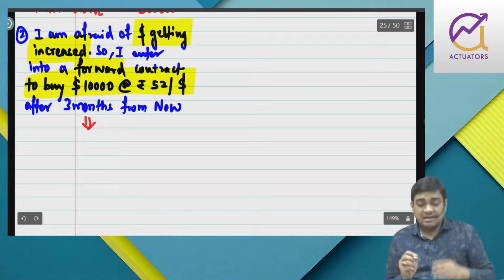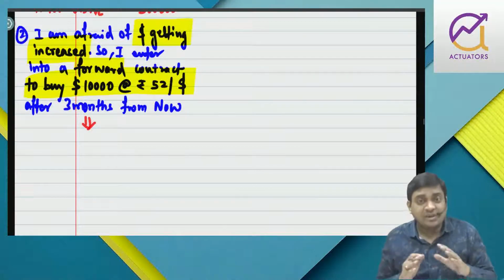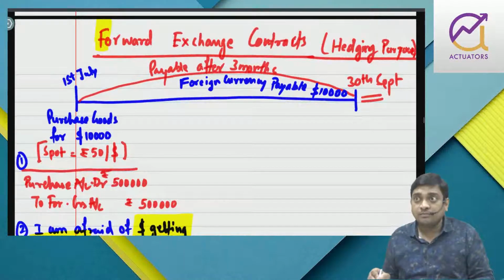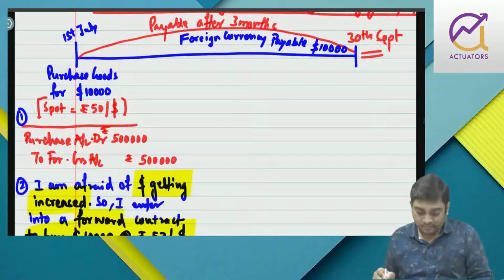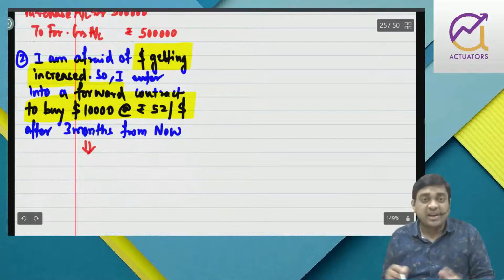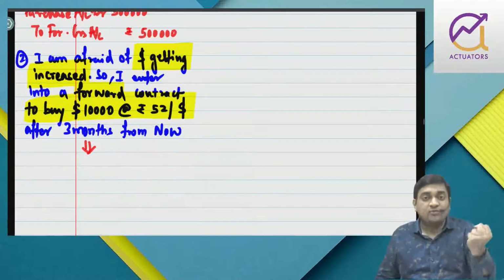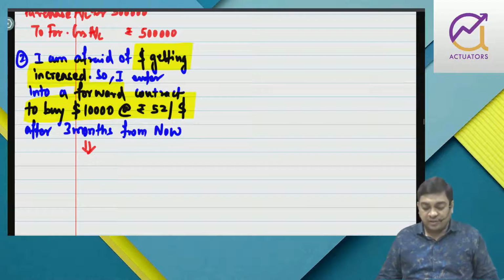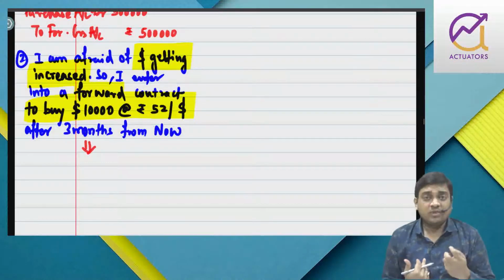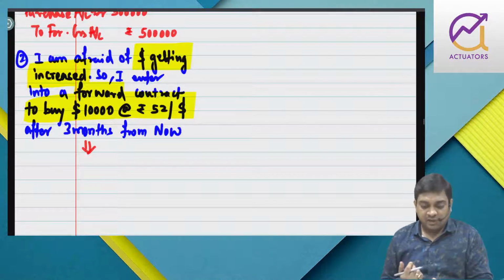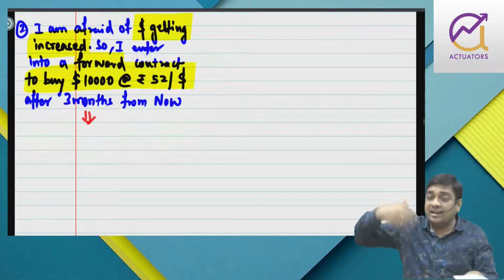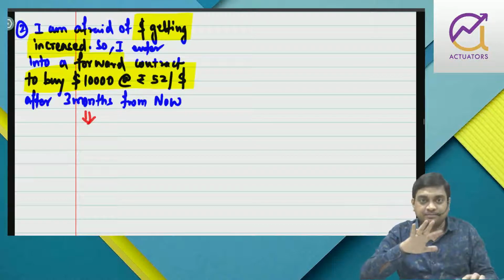So what is the situation? I have $10,000 payable after 3 months from now. I'm afraid of the dollar rising, so I'm doing a forward contract to buy at 52. If you compare initially, today the spot rate is 50, because initially we converted at 50, right? So the spot rate is 50, if I had been buying today.